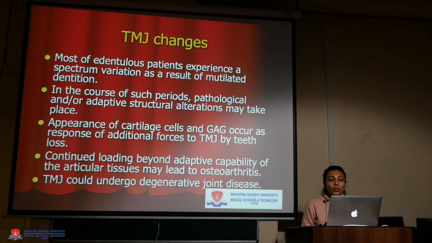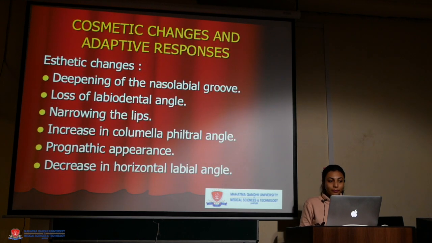TMJ changes. Most edentulous patients experience a spectrum of variation as a result of mutilated dentition. Over such a period, pathological and adaptive structural alterations may take place. Appearance of cartilage cells and GAG occurs as a response to additional forces on the temporomandibular joints by teeth loss. Continued loading beyond the adaptive capability of the articular tissues may lead to osteoarthritis. The TMJ can undergo degenerative joint changes.